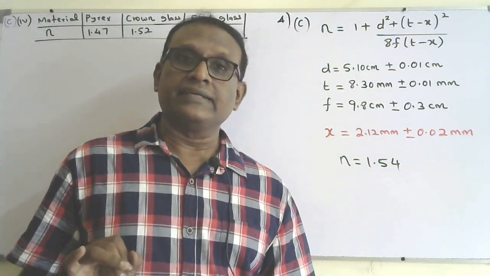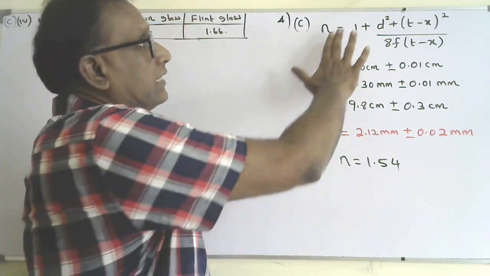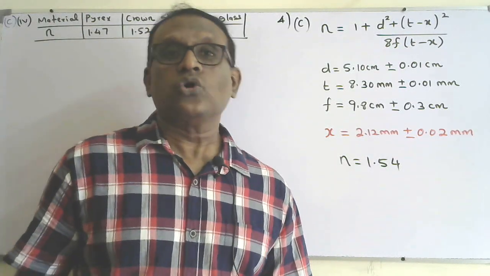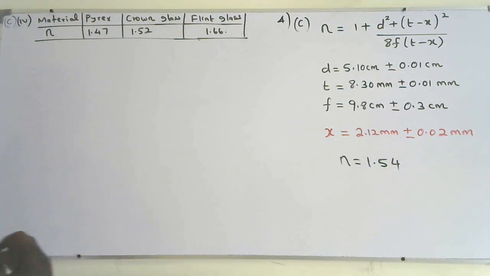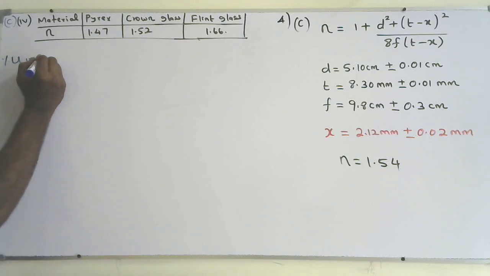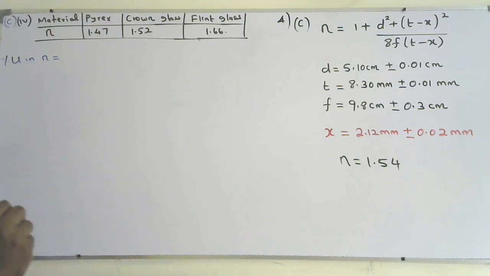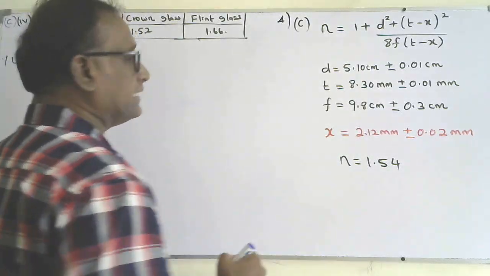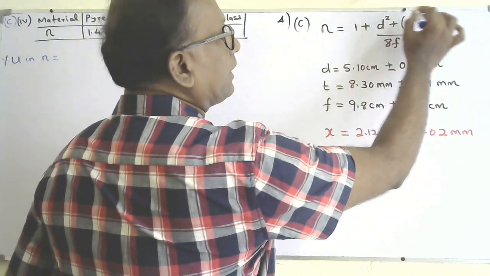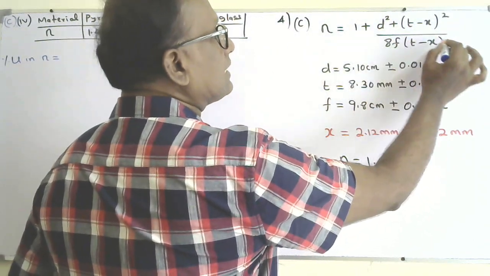The uncertainty of the refractive index is given by a very complicated equation, so I need to find the percentage uncertainty. How to find the percentage uncertainty? Okay, we'll find the percentage uncertainty first. That is the equation n equals 1 plus that format. So the percentage uncertainty in n, the refractive index, equals... This is a number, it has no percentage uncertainty. So I need to find the percentage uncertainty in the numerator and the percentage uncertainty in the denominator.